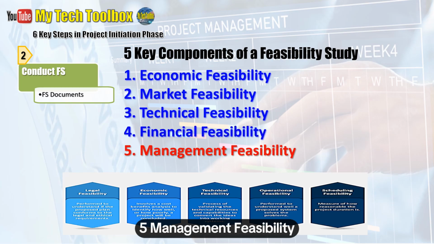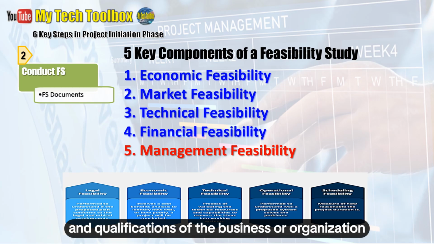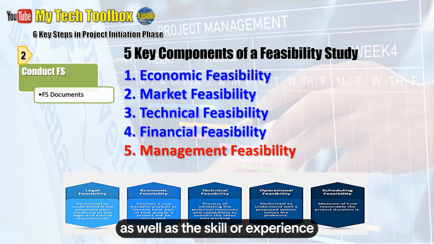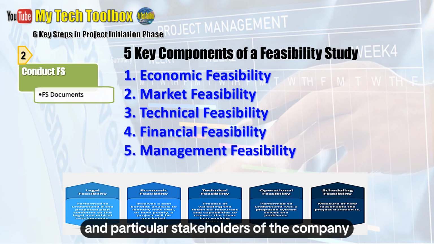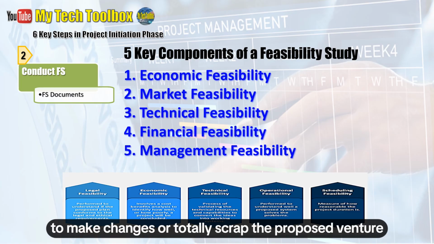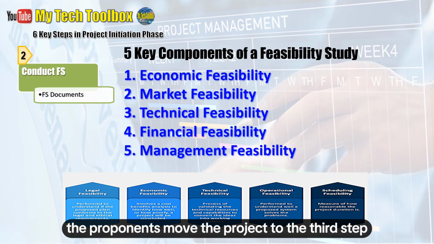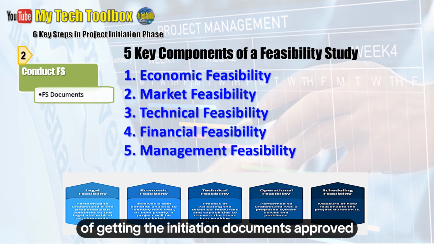5. Management feasibility. Management feasibility analysis examines the ownership, board, history, and qualifications of the business or organization, as well as the skill or experience required to implement the project. Top officers and particular stakeholders of the company review the data and results of the feasibility. They evaluate the recommendations and decide to proceed, to make changes, or totally scrap the proposed venture. If approved, the proponents move the project to the third step of getting the initiation documents approved.